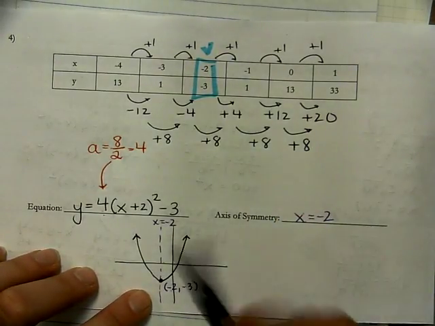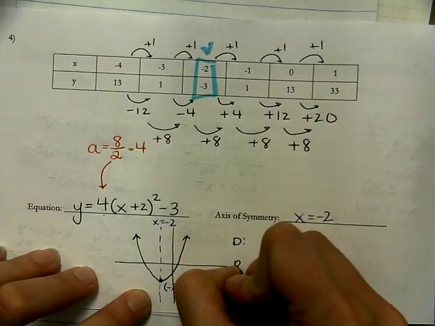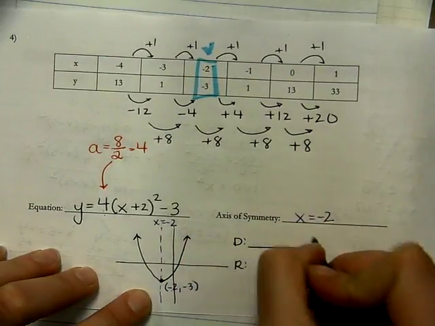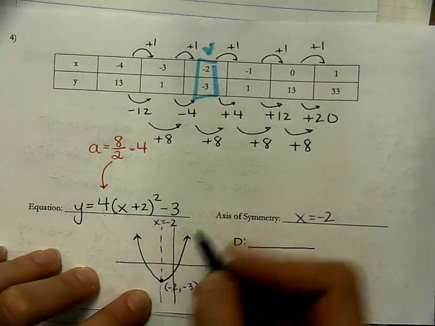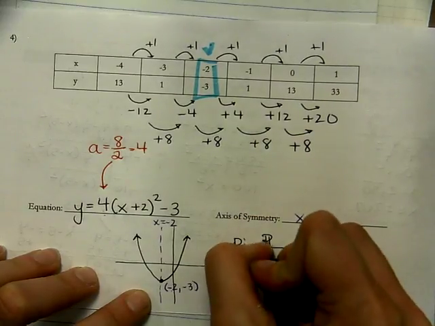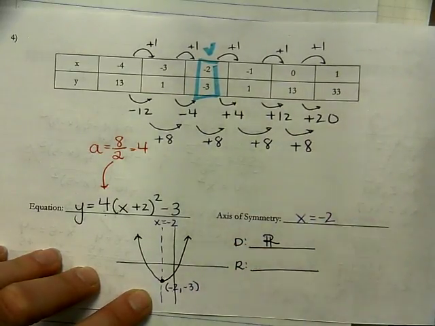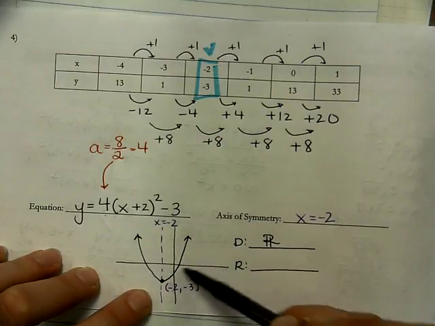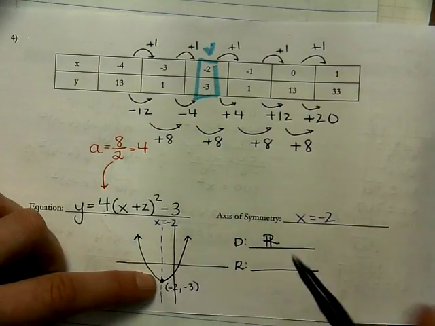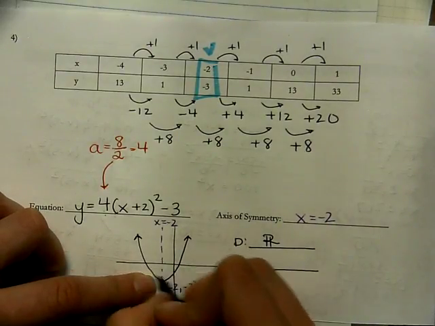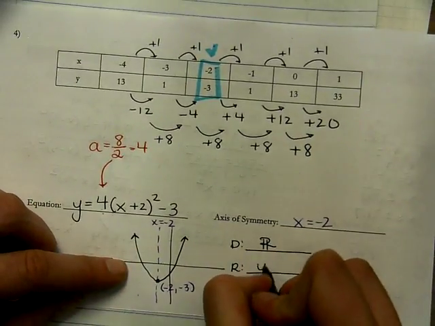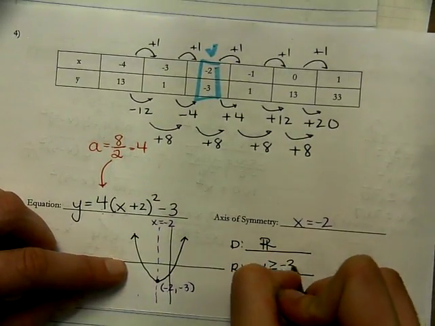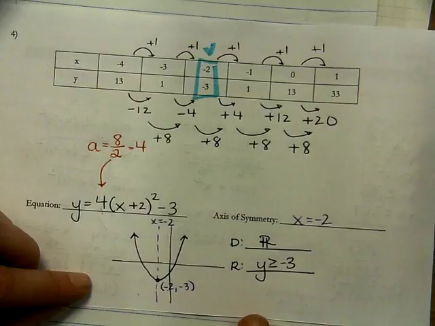If you wanted to, you could also do the domain and range. The domain, because the graph goes on forever to the left and right, would be all real numbers. The range, if we're talking about the y values, the graph has a minimum, that minimum y value is negative 3, so all the y values are negative 3 or greater than that. So there would be my range. There you go.